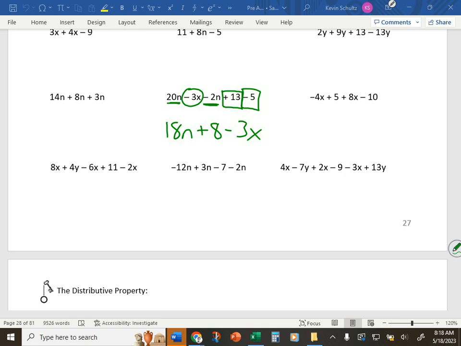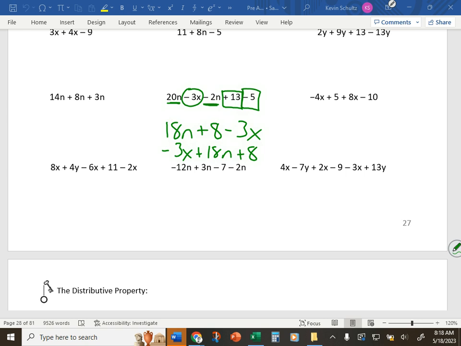And can those things be arranged in other orders? Yes. Right? If you want to put negative 3x plus 18n plus 8, that's okay. As long as you keep the signs the same, you can write those things in any order. Okay? But it's important that the 3x is negative. It's important the 8 is positive. And the 18 is positive as well. Okay?